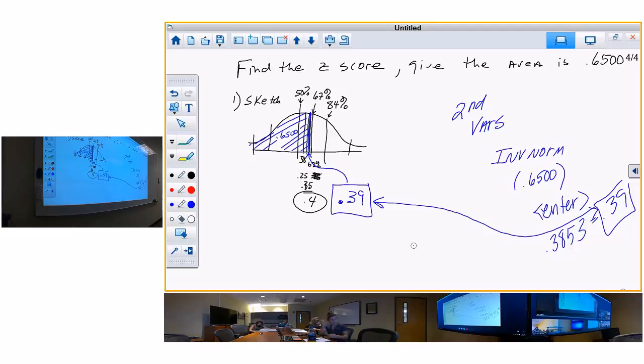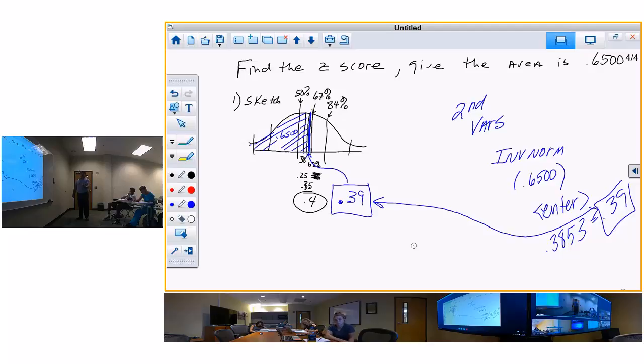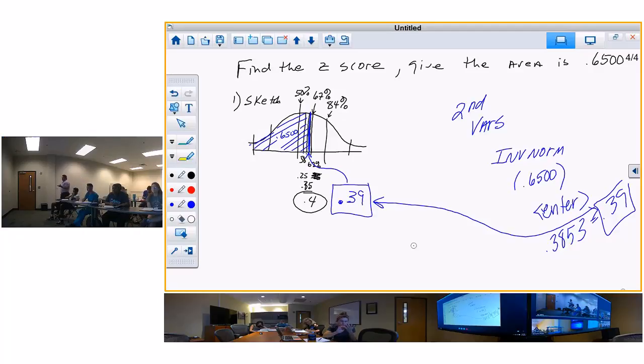Now later on, that 0.39 is going to change to a test score, or a cutoff score for getting into a college, or a temperature or something. Right now it's just a Z score. So again, the area is on the left-hand side, the complement is on the right-hand side. Everybody with me? This time you were given an area and you had to find the Z score.